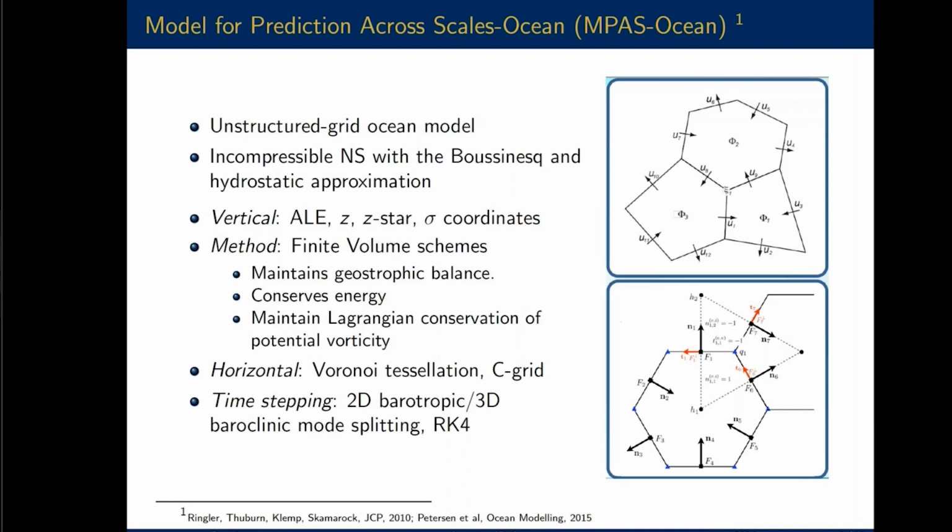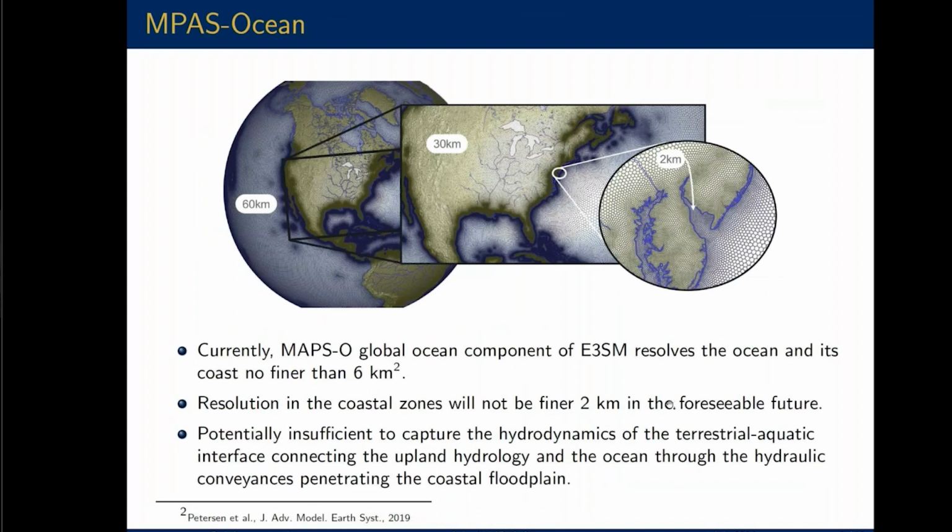This slide, I use it to introduce MPAS to people in the computational community, and you are all experts in it, so I will skip it. As you know, MPAS is designed for the global ocean, and currently, according to Mark's paper, the MPAS-Ocean component of E3SM resolves the ocean and its coast no finer than 6 kilometers and will not be finer than 2 kilometers in the foreseeable future. This potentially is insufficient to faithfully capture the hydrodynamic exchange in the coastal zone, right? Which could be really complicated.